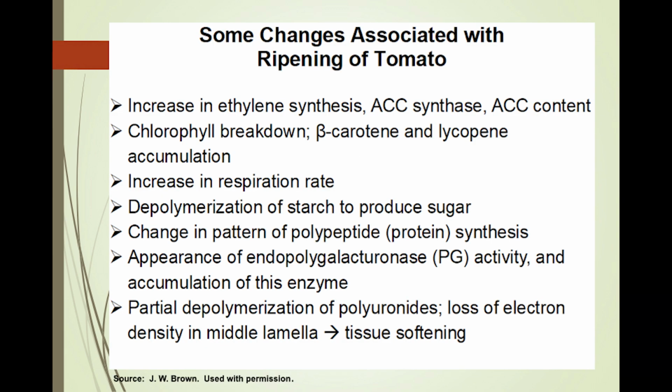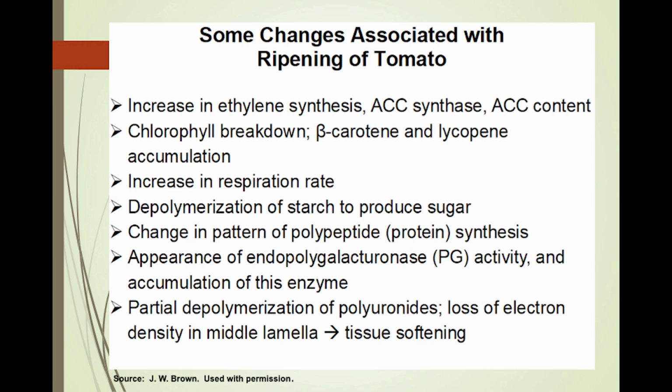What are some of the changes associated with the ripening of tomato? Well, there is an increase in ethylene synthesis. There is chlorophyll breakdown with concomitant beta-carotene and lycopene accumulation. Beta-carotene is a yellow-orange pigment and lycopene is red. There is an increase in respiration rate.